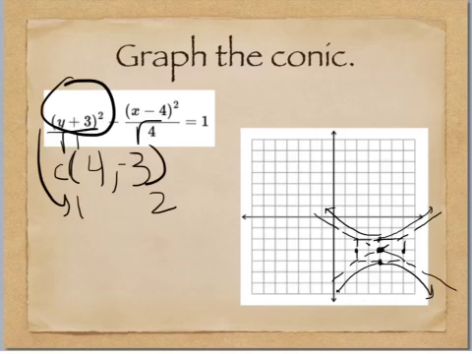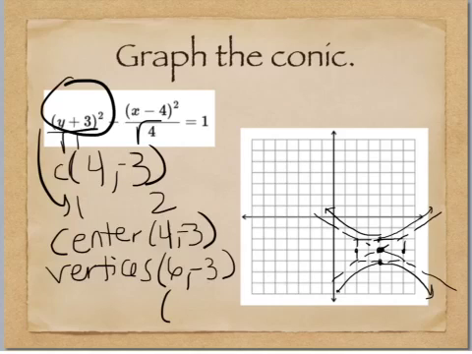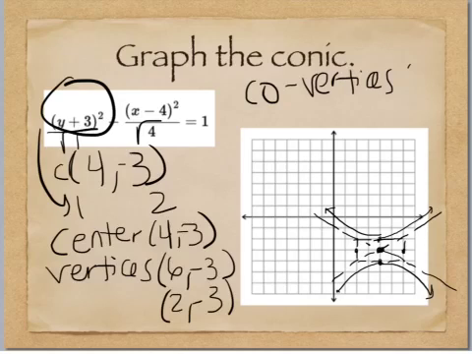So we have our center at 4, -3. We have our vertices at 4, -2 and 4, -4. We have our co-vertices at 6, -3, 1, 2, 3, 4, 5, 6, and 2, -3. And these are asymptotes.